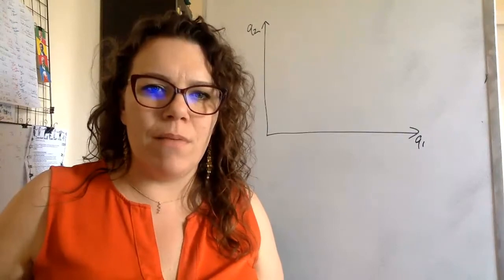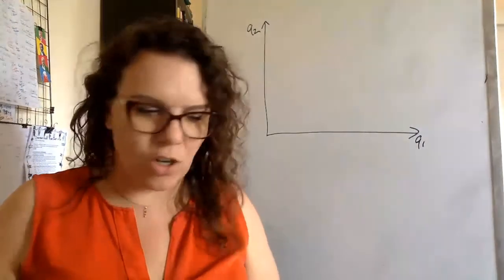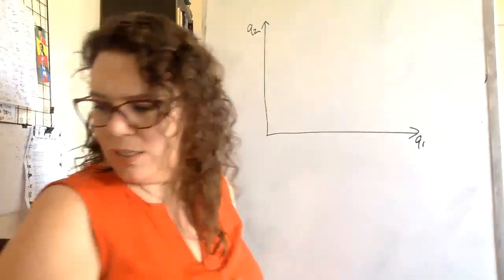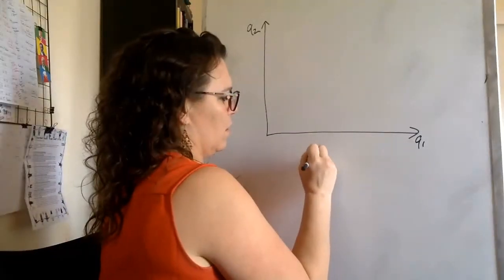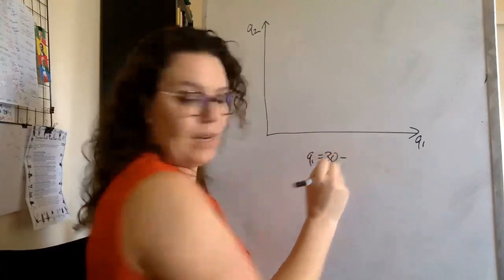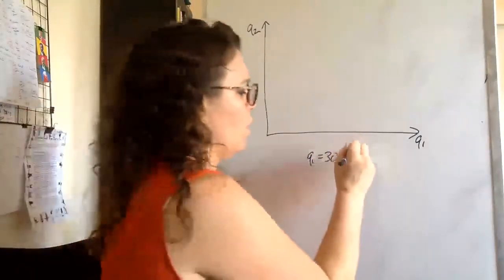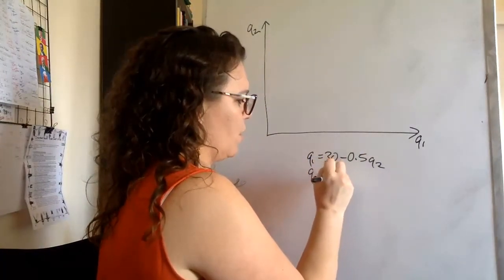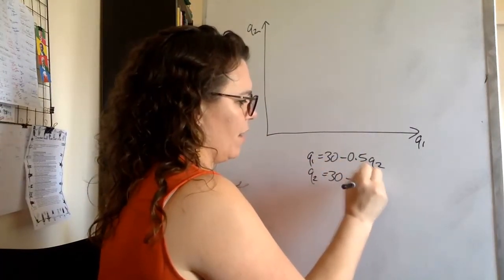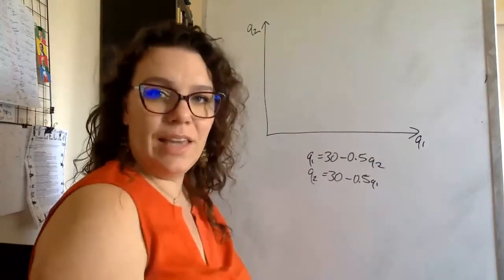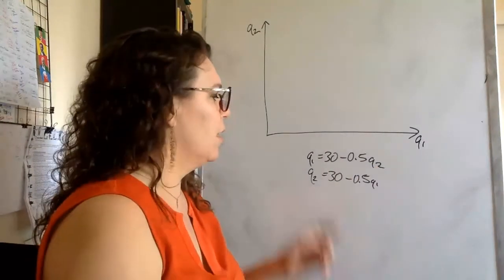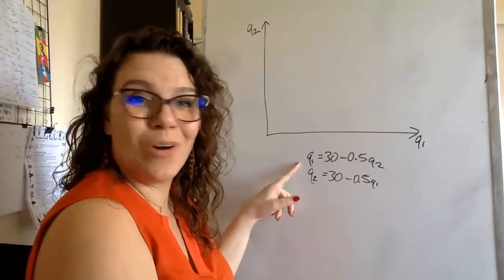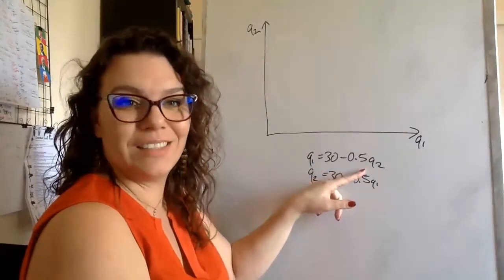And we want to remember that the best reply functions are, for Q1, 30 minus 0.5 Q2, and for Q2, it's 30 minus 0.5 Q1. And again, we see that interdependence. Firm 1's best reply is a quantity based on what firm 2 picked.